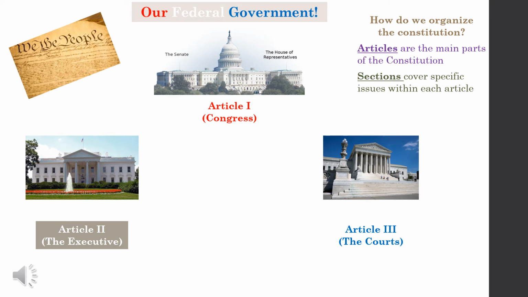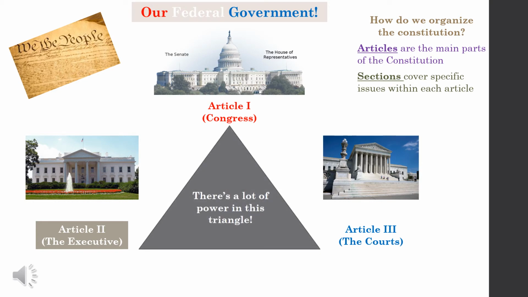Whoa, wait a minute. There's a lot of power in this triangle. I thought that we were trying to set up a limited form of government. Well, we were. So the question is, how do we keep our federal government from going beyond our consent? That's what we're going to look at today. And with that said, go to the next slide.